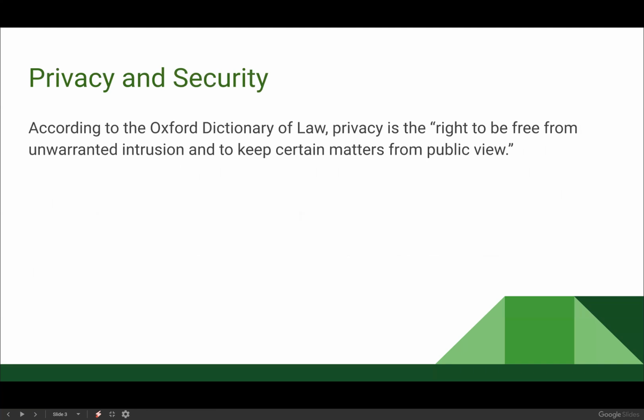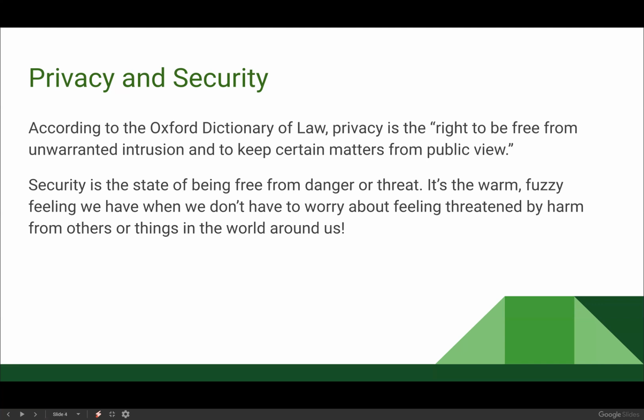According to the Oxford English Dictionary of Law, the word privacy is the right to be free from unwarranted intrusion and to keep certain matters from public view. So just essentially having things that are not publicly available, having things that only you are aware of. You're being private.